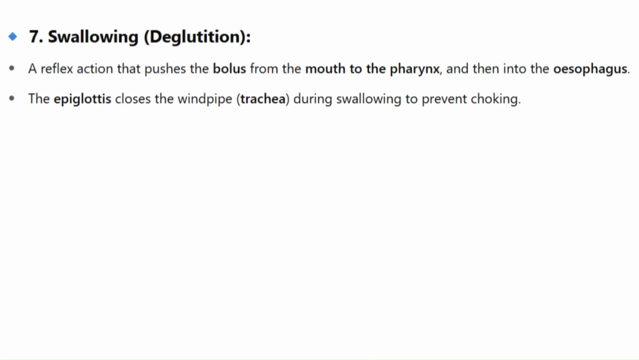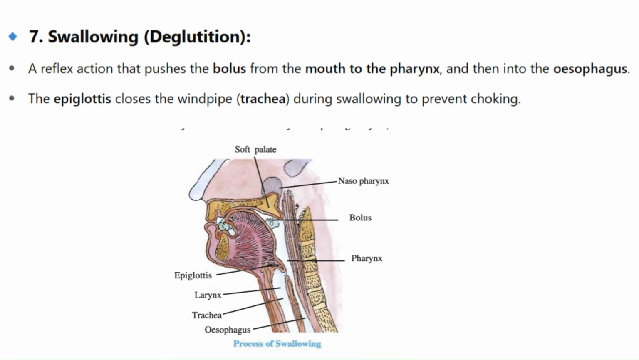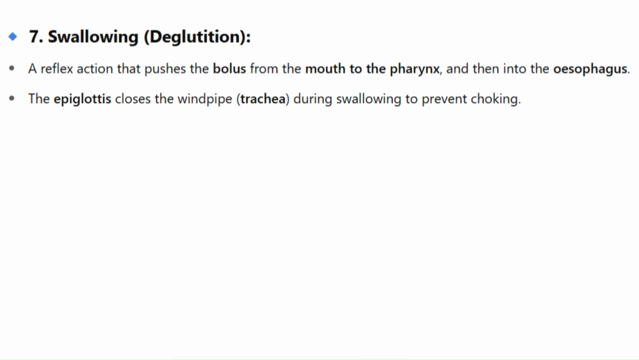7. Swallowing, deglutition. A reflex action that pushes the bolus from the mouth to the pharynx, and then into the esophagus. The epiglottis closes the windpipe, trachea, during swallowing to prevent choking.